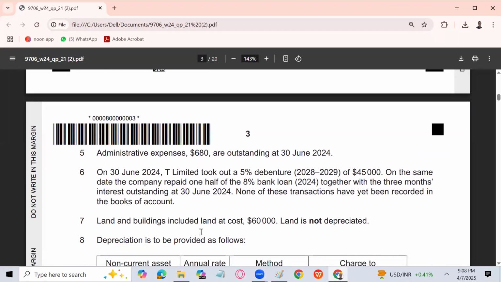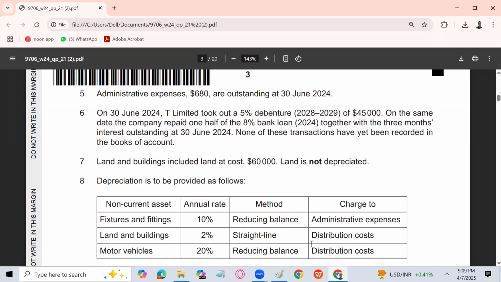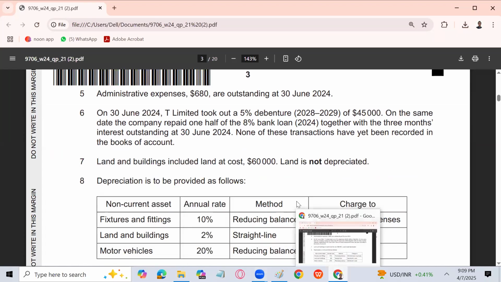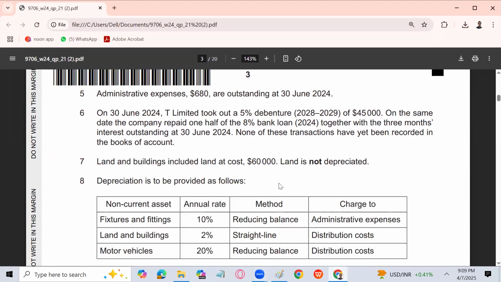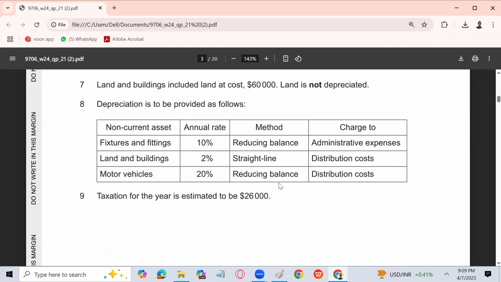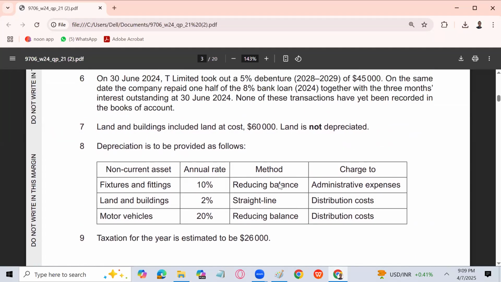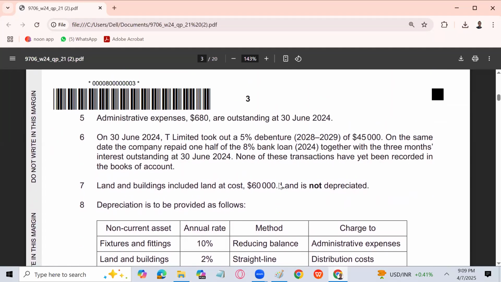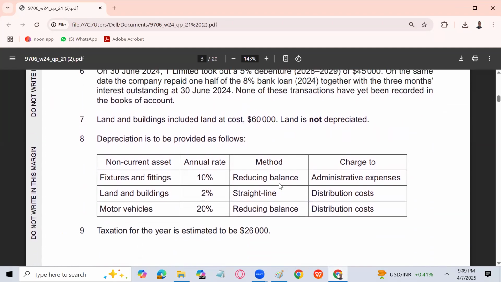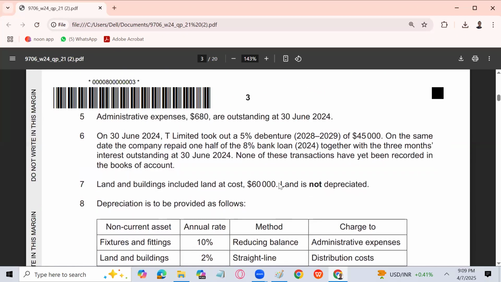Land and building include land at cost of 60,000, and land is not going to be depreciated. Depreciation: fixture and fitting 10% reducing balance method. Land and building straight line, which will go to the distribution cost, and motor vehicle 20% reducing balance method, which will again go to the distribution cost. Taxation for the year estimated to be 26,000. Point number 6: the statement of profit and loss will show taxation subtracted, and it will also be shown as current liability. On 30th June 2024, T Limited took out a 5% debenture of 45,000.